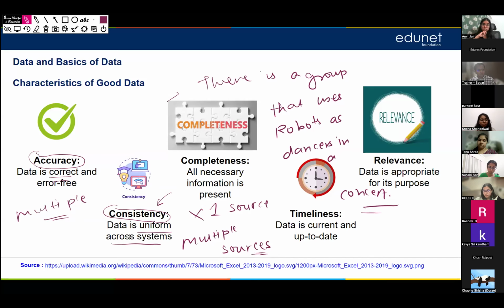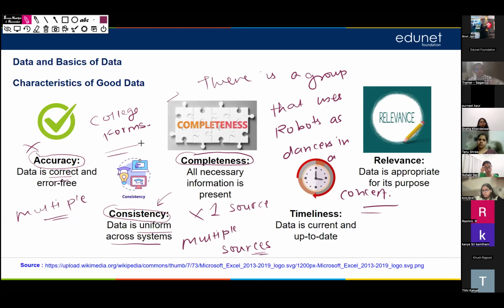Next, completeness. This all of you have definitely seen in your, let's say, college forms. Most of the colleges require all the relevant information to be filled. Not that you have to fill everything, but you have to fill everything that is compulsory. For example, your name, your 10th marks, your 12th marks. Sorry, you are still in 12th. So when you fill the next college form, they will also require 12th marks. These marks are going to be compulsory. Without that, all the necessary information is not present.